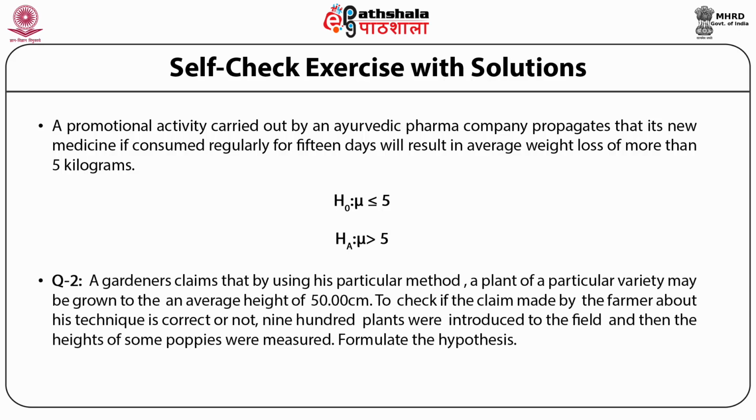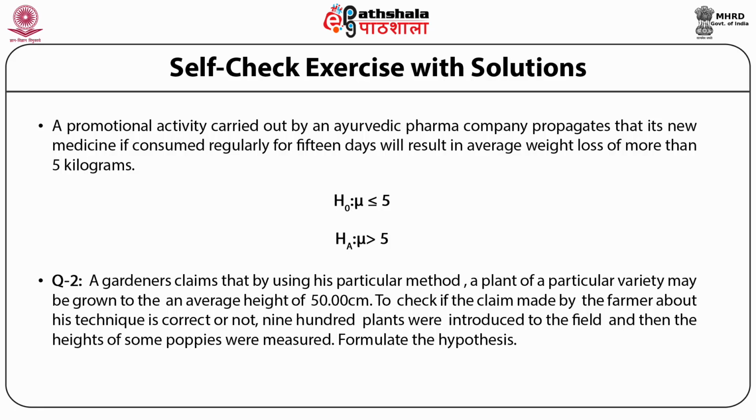A gardener claims that by using his particular method, a plant of a particular variety may be grown to an average height of 50 centimeters. Now this is the claim which has been made. Now we will verify it. To check if the claim made by the gardener about his technique is correct or not, 900 plants were introduced to the field and then the heights of some poppies were measured. Now we need to test this claim which is being made by the gardener.